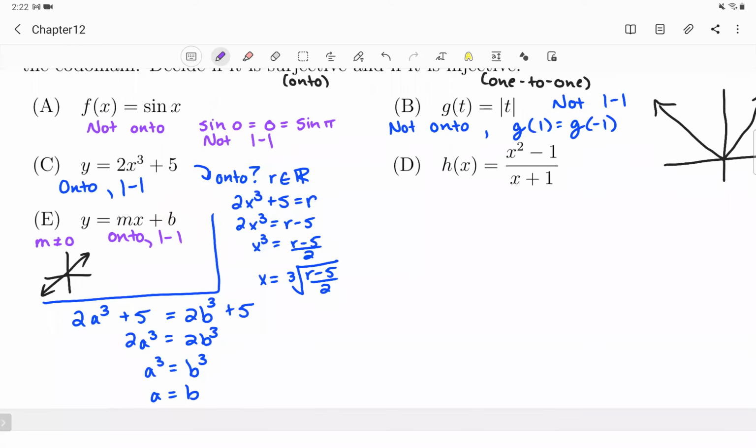Now let's look at D. What do you notice about D? Yeah, it's undefined at -1. So it's going to act like what function for the most part? x minus 1. The only difference is it will have a hole at -1. So x minus 1 looks like this: there's the hole and there's the line. Close enough. It's not super accurate, but whatever.